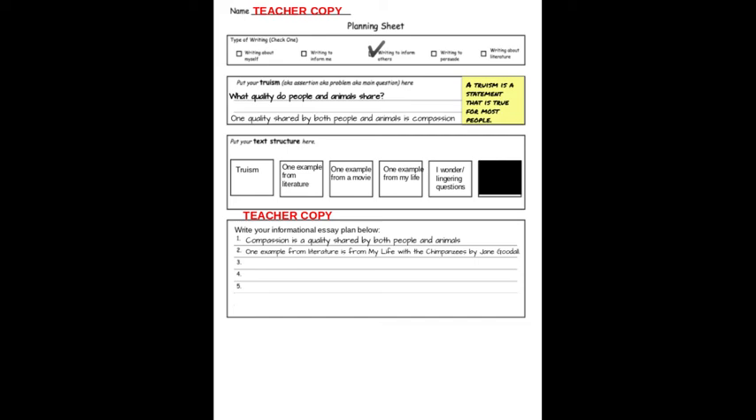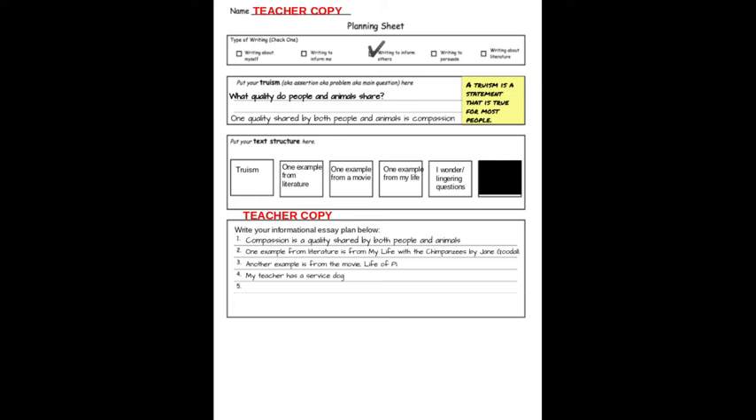So, one example from literature, I'm going to write down for number 2, is going to be from the passage that we read this 9 weeks called My Life with the Chimpanzees by Jane Goodall. One example from a movie is going to be from the movie Life of Pi. You want to make sure that if you're referring back to a movie or a TV show, that you're familiar enough with it to write about it. So, for example, if you've never seen the movie Life of Pi, you probably would not want to use that as your movie example.